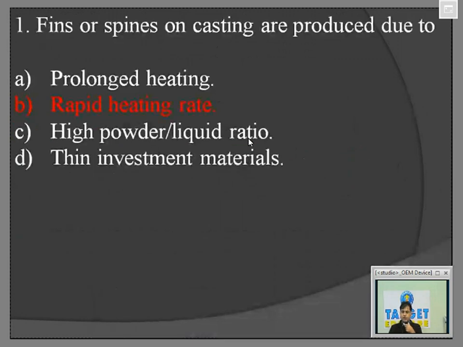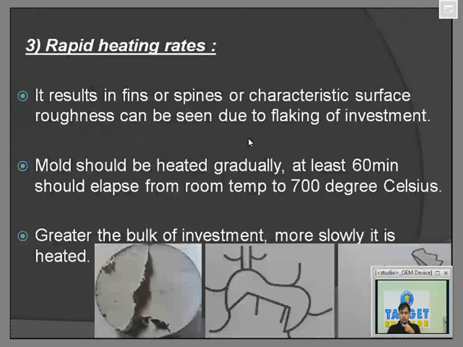Fins or spines on casting are produced due to? The correct answer is rapid heating rate. So when we are heating the mold cavity during casting, if the heating rate is too fast, then it produces characteristic fins or spines, like you can see in this diagram. These thin needle-like projections can be seen on the casting surface. So these are due to rapid heating rate of the investment material or the mold cavity.